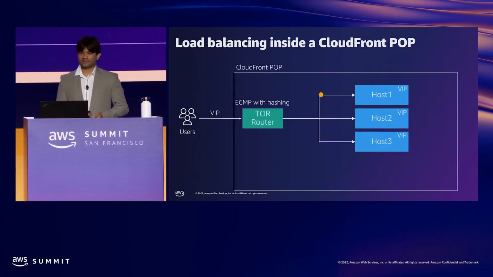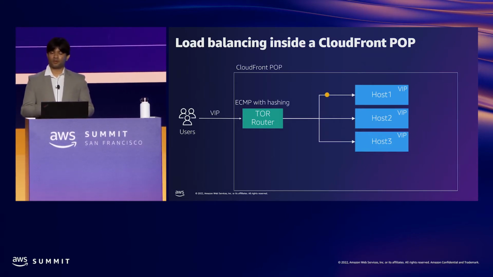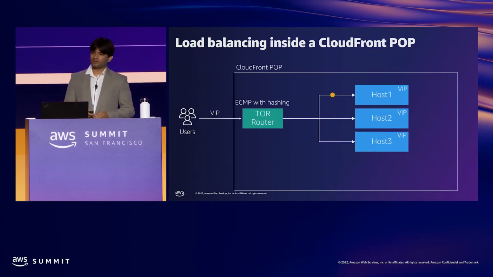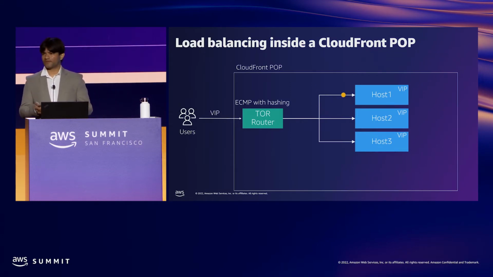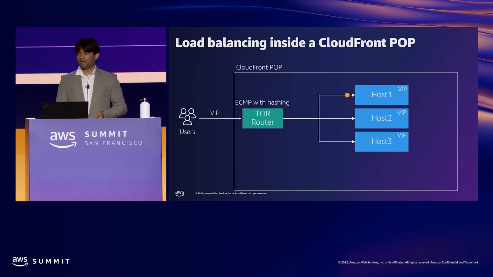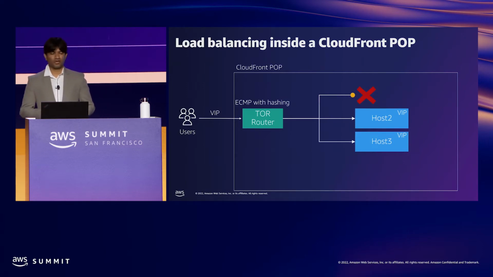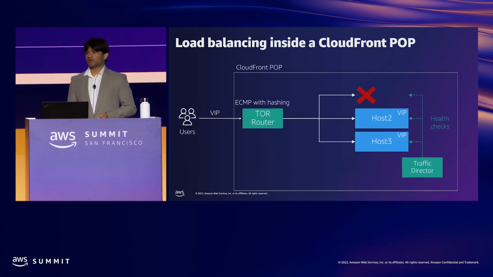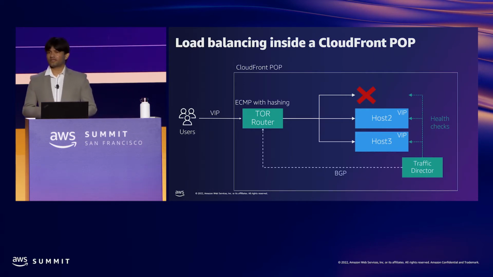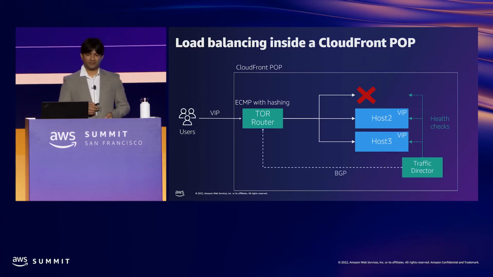So how do we do this? We associate the VIP to a POP, and then we have the router that load balances the servers, and we use ECMP with some sort of hashing to do that. But what happens if host 1 goes out of service unexpectedly? The traffic director will kick in, it detects that host 1's down, and will update the routing table to redirect the traffic to the healthy hosts.